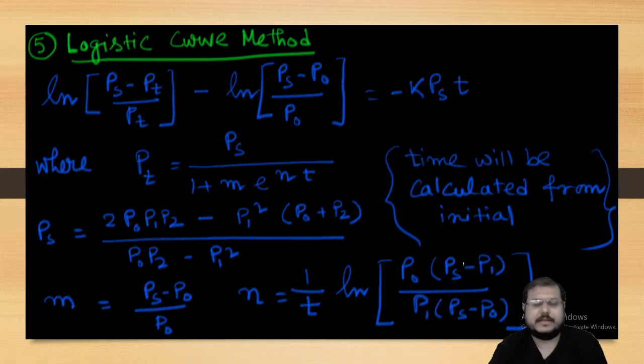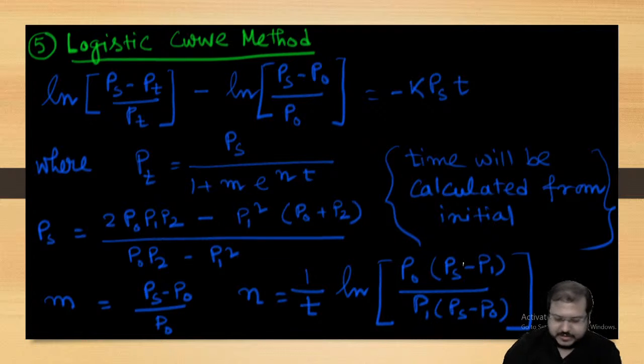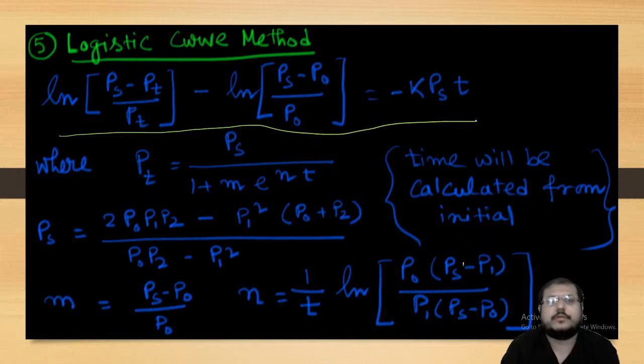So there is another equation, another process, that is called the logistic curve method. In the logistic curve method, a first order autocatalytic equation is used, where ln (Ps minus Pt) by Pt is equal to minus... this is the equation written here. I can forget this, it is a long equation and a long calculation is required. Forget it, you don't have to bother about that equation. Chances of questions coming from this equation are less.